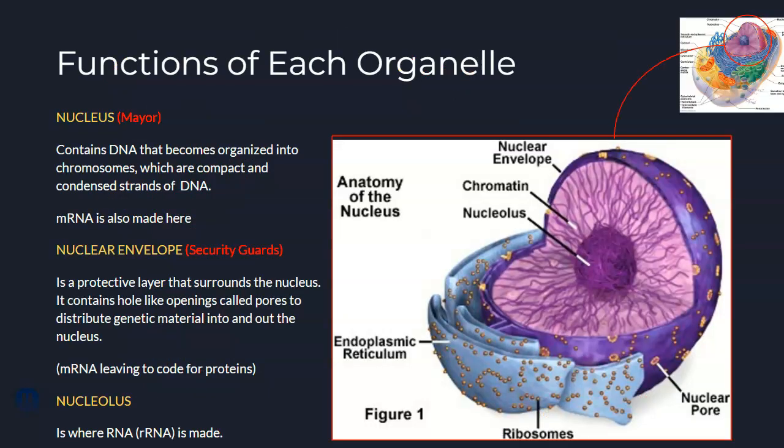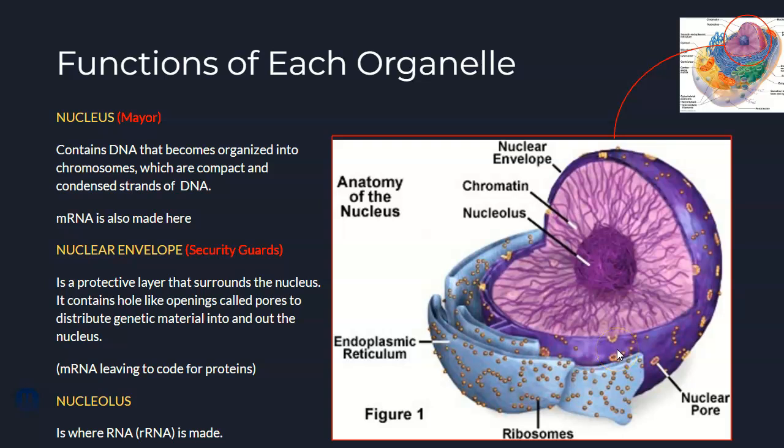Okay, so moving ahead, the function of each organelle. First, let's start with the nucleus. So the nucleus, if you see in the top right corner, using that same image, we're going to pull that nucleus out and look at it up close. If we cut that nucleus open, we can see the inner contents, and what is inside of that nucleus is DNA. So the stringy purple stuff, this is DNA.